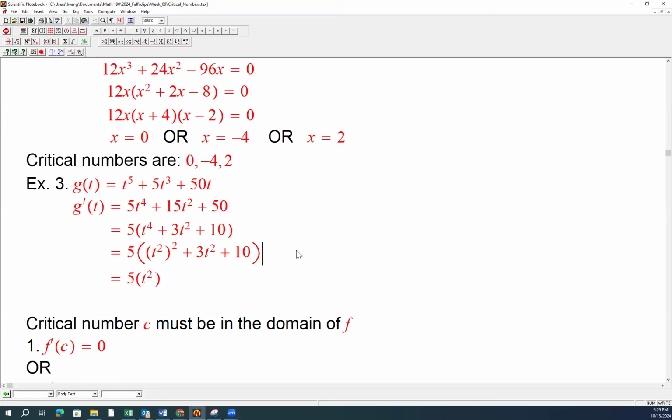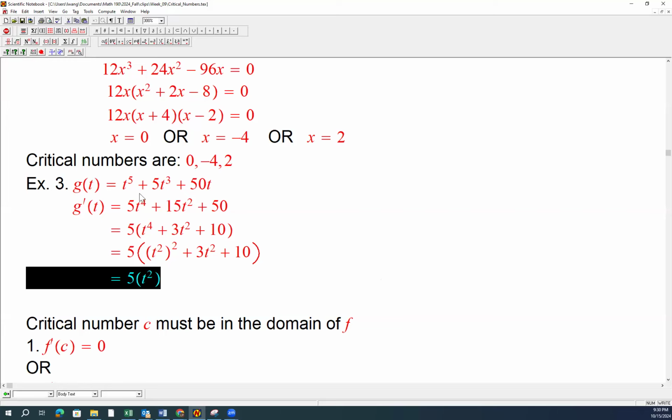Did I copy the question incorrectly somehow? It should be able to factor. Okay, so let me double check. No, actually, we're good. It doesn't factor so easily. So this is 10, this is t squared. It looks like the derivative. If it doesn't factor, okay, don't panic, don't panic. I did not copy the question incorrectly.